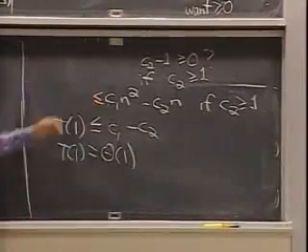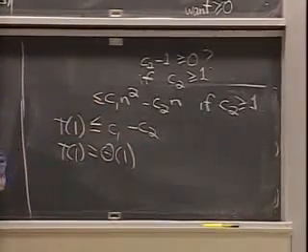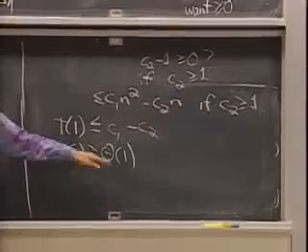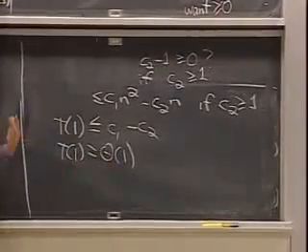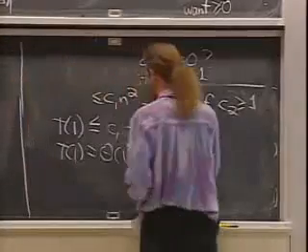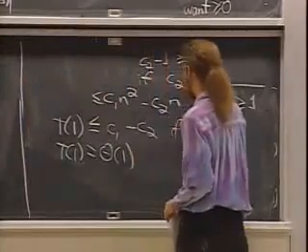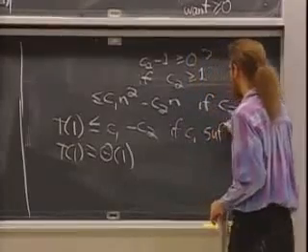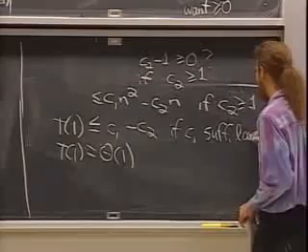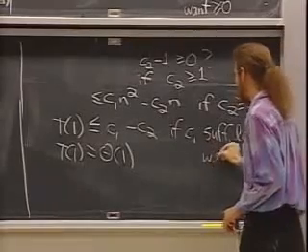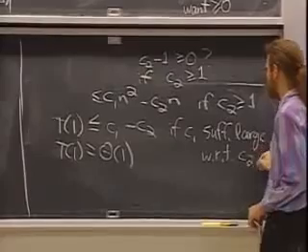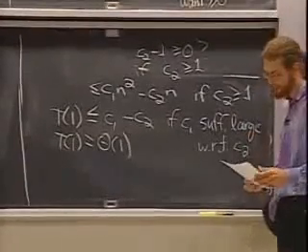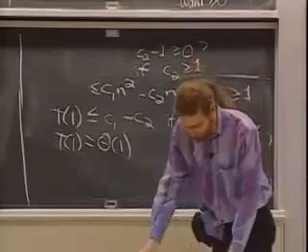So C2 has to be at least 1. C1 may have to be at least 100 more than 1 if this is 100. So this will be true if C1 is sufficiently large. And sufficiently large now means with respect to C2. So we have to be a little bit careful, but in this case, it doesn't matter.